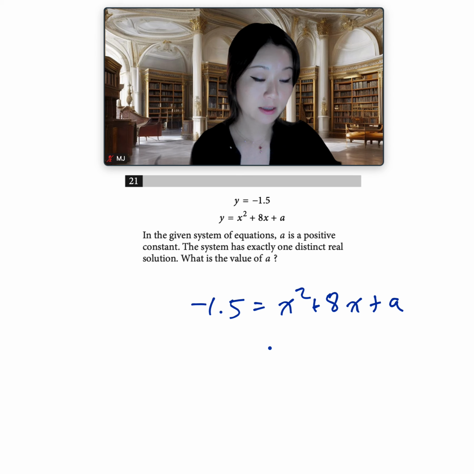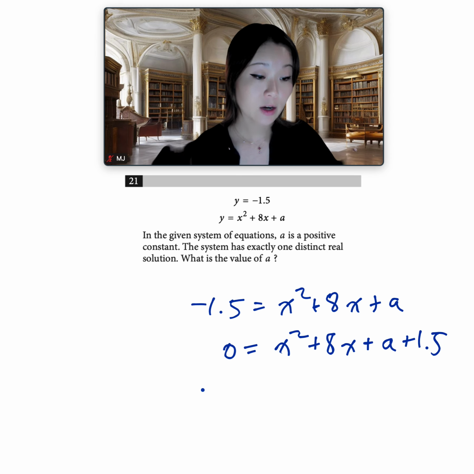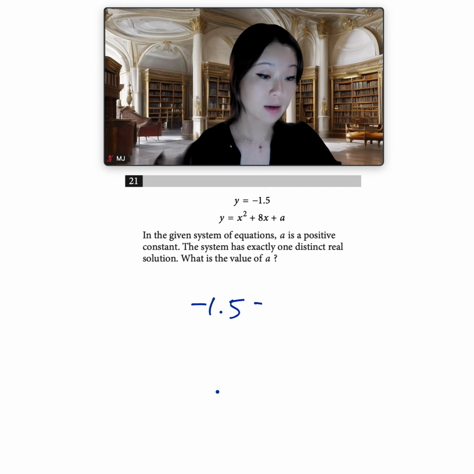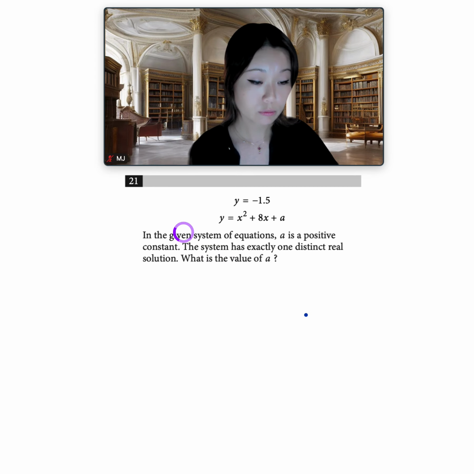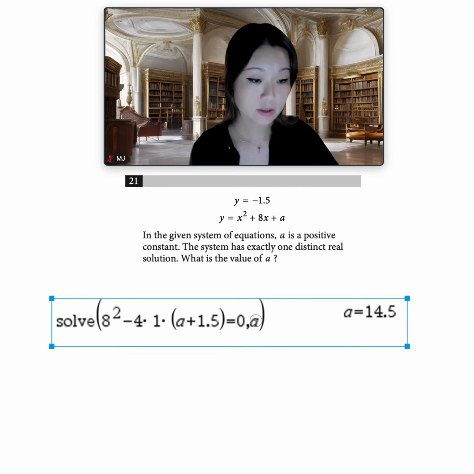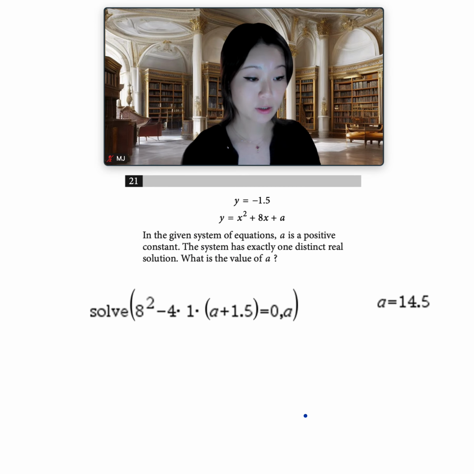You'll be able to see that in order to get this equal to 0, we're going to go ahead and move the 1.5 over to the other side. And now this is literally just going to be like a menu 3 1 input on the calculator, solving for a, which I have done already, and it's going to be right here. And as you can see, it gives you the exact same solution of 14.5.